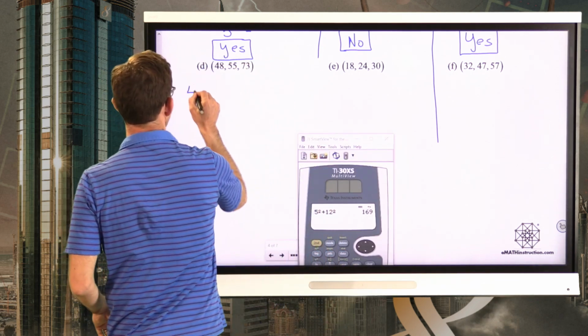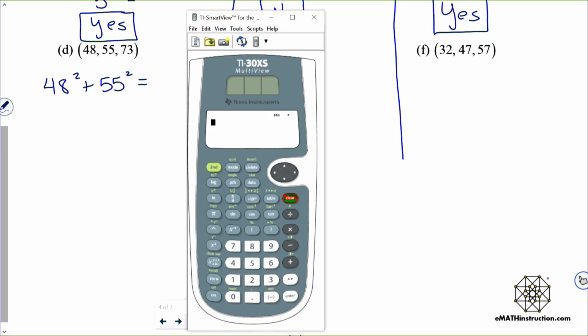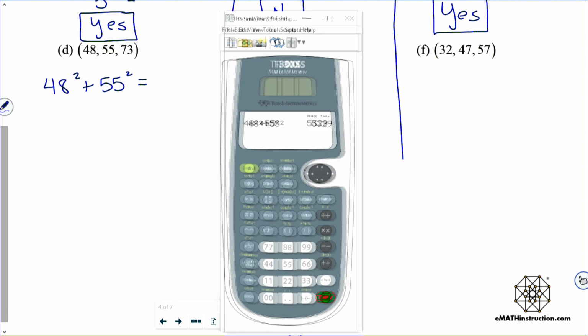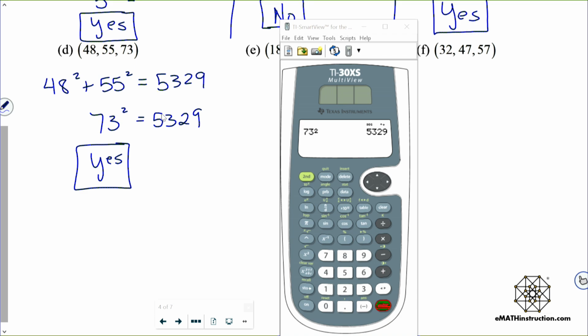All right, let's take a look at this one. 48 squared plus 55 squared. That's where I definitely want my calculator. I don't want to have to do this stuff by hand. 48 squared plus 55 squared gives me 5,329. Let's take a look at 73 squared. 73 squared gives me 5,329. So you bet, that is also a Pythagorean triple.